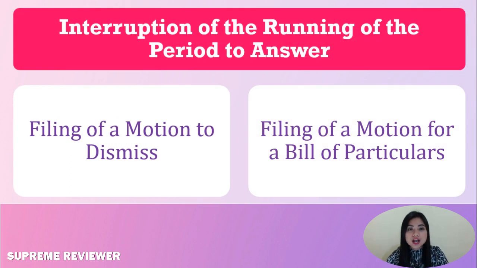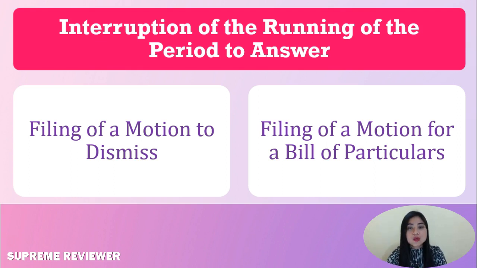Interruption of the running of the period to answer. The period to file an answer is interrupted by the filing of a motion to dismiss or the filing of a motion for a bill of particulars. The defendant may not be declared in default while any of these motions remains pending and undisposed of. The period to file answer will run again from the moment defendant receives the order denying any of these motions.